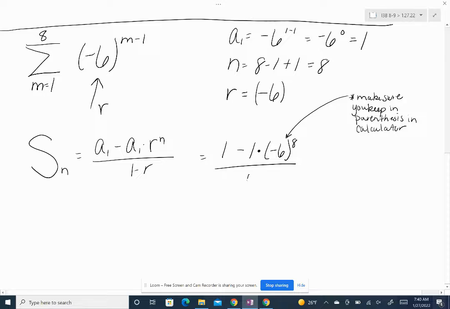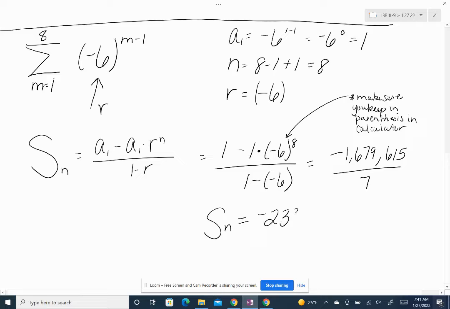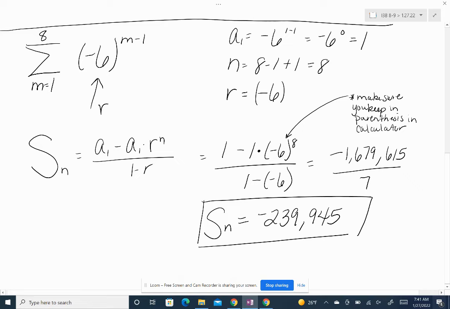Okay. I'll divide by 1 minus negative 6. Okay. So this on the top, if you put it in your calculator, it's going to give you negative 1,679,615. 1 minus negative 6 gives me 7. And once you put that in your calculator, your summation is going to equal negative 239,945, and that would be your final answer.